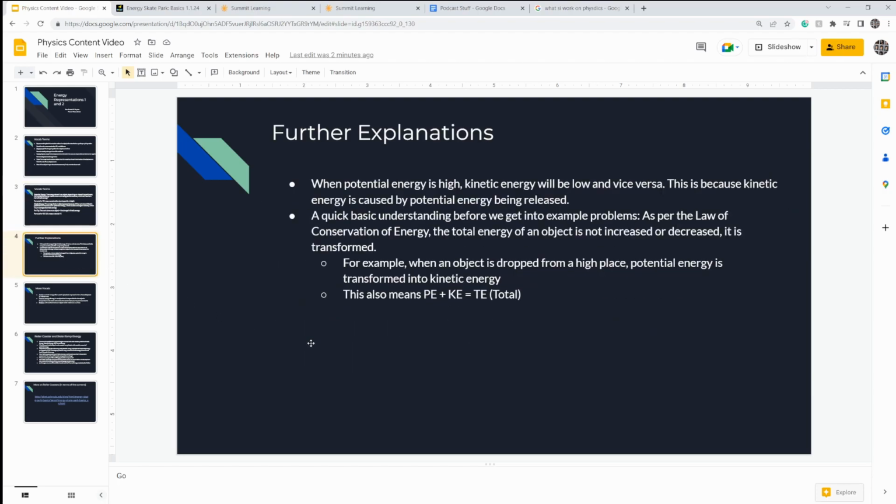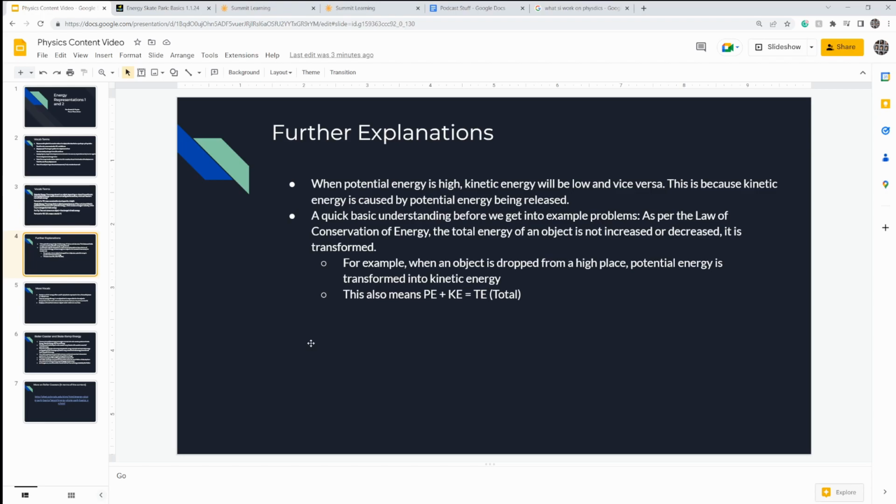All right. Further explanation. When potential energy is higher, kinetic energy will be low, and vice versa. That's because kinetic energy is caused by potential energy being released. Let's use the box example. When the box is up on top of the ramp, there's no kinetic energy. The box isn't moving. As the box moves down the ramp, when someone pushes it, the potential energy will get lower and lower, and the kinetic energy will get higher and higher as more velocity is gained.